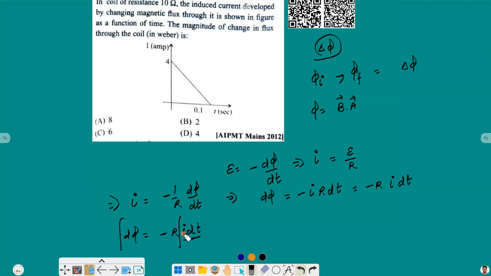As we have to integrate I dt here, integration basically means area under the curve, and we have an I versus time graph here. So the integral of I dt will be equal to the area of this graph. Total flux will be minus resistance, that is 10, into the area of this graph, which is half its base, that is 1 by 10, into height, that is 4, so 2 by 10. So the flux will be minus 2, and taking the positive sign, option B will be the right answer here.